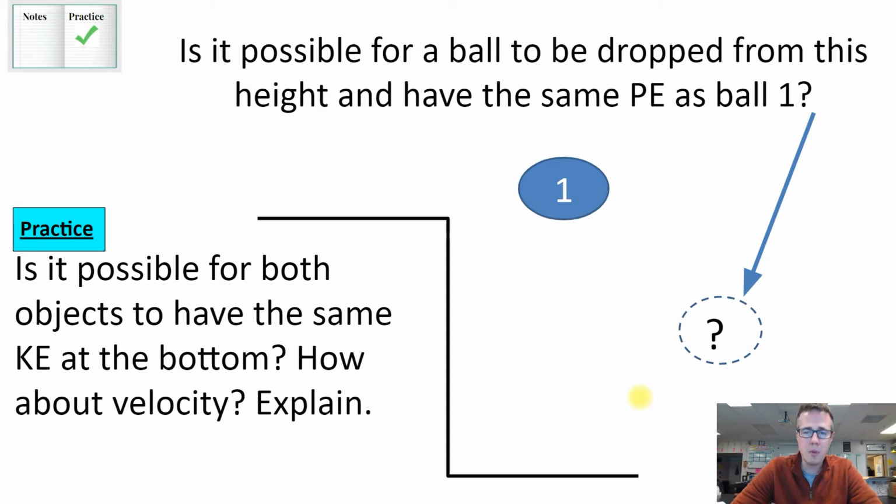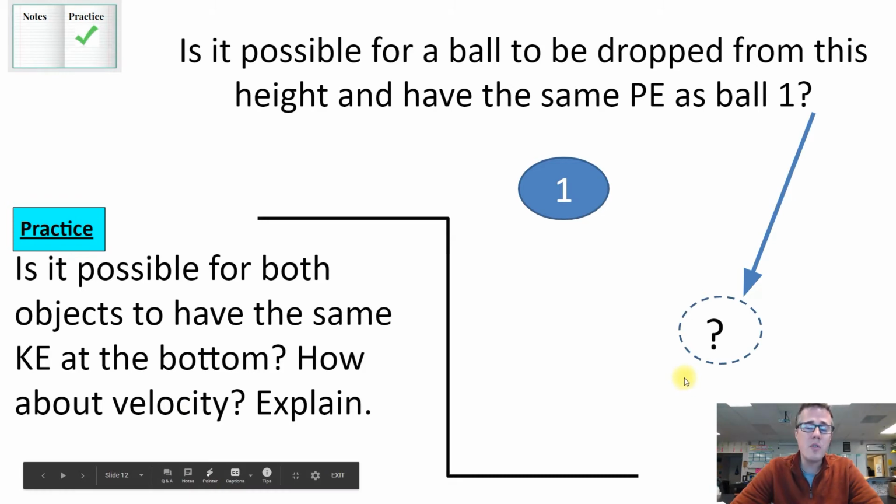If you're still watching, hopefully you wrote down that they can have the same kinetic energy. Remember, kinetic energy is a combination of their mass and their velocity. So let's think about velocity for a second to answer that. They're not going to be able to have the same velocity because the height that you drop something from determines how fast it's going to be going.